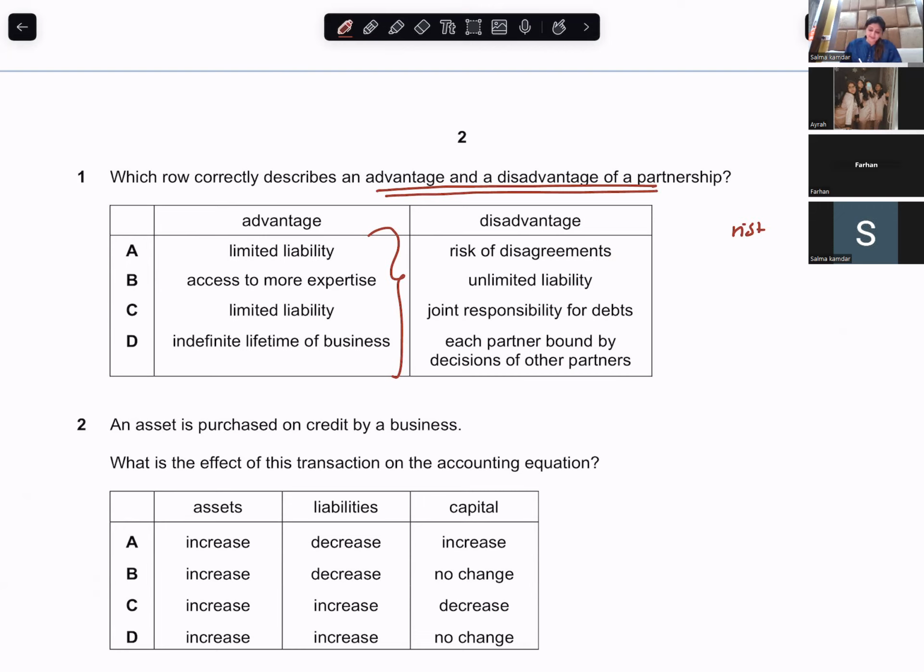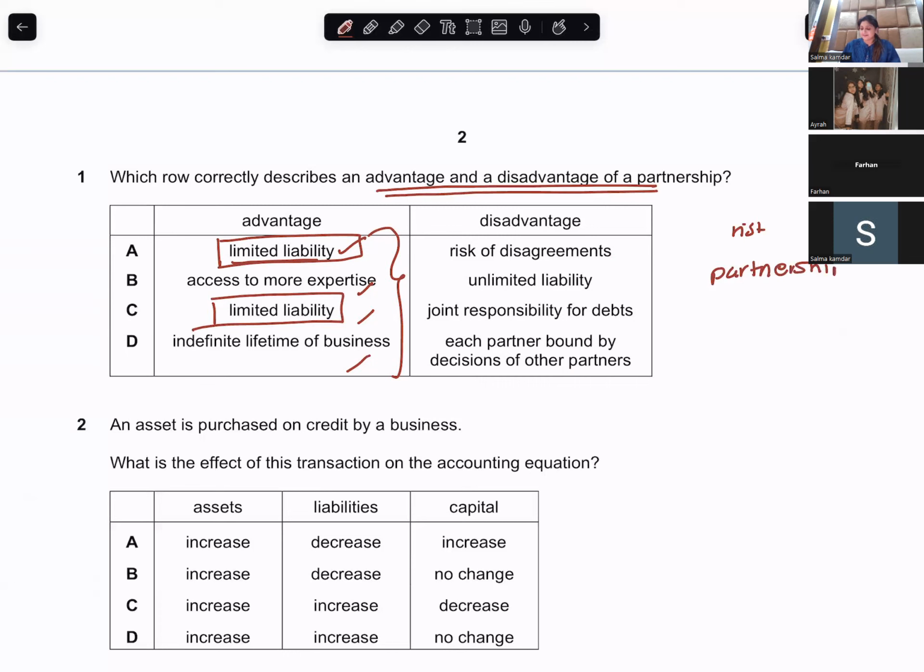Okay. Isn't limited liability an advantage? Okay. Let's talk about disadvantage. So the disadvantage would be that the partners might clash, which would put an end to their business. Is limited liability an advantage of partnership? No. How is it not an advantage?